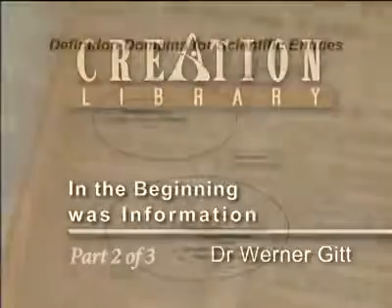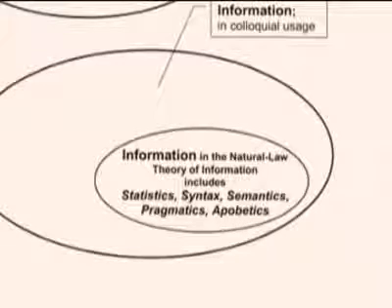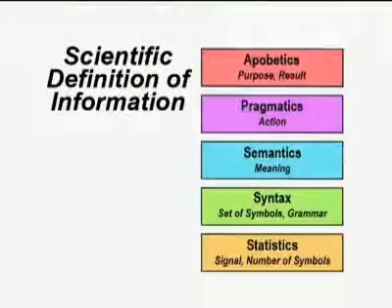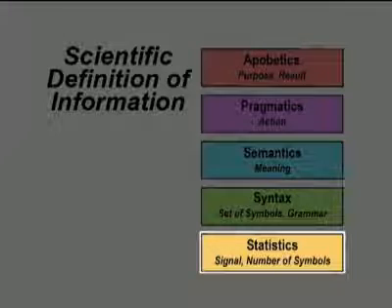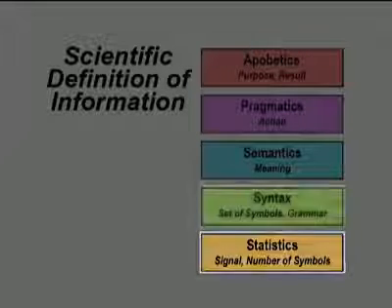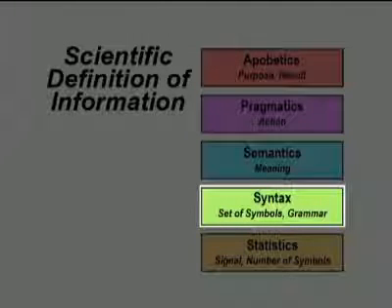Information in the natural law theory of information includes 5 levels: statistics, syntax, semantics, pragmatics and apobatics. I will explain it a little bit more. Here we see the 5 levels. The statistic level is if we, for example, would count all the letters of a book. That's what we do in statistics. And if we look at the book, we see there are many sentences and they are written in a special syntax. And that is the second level of information.